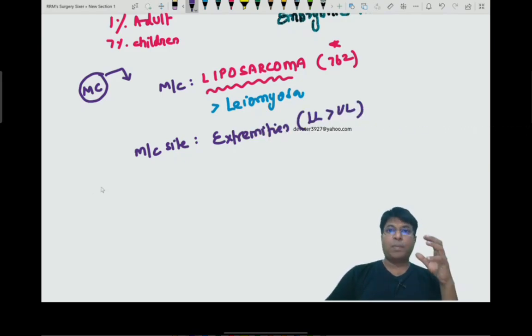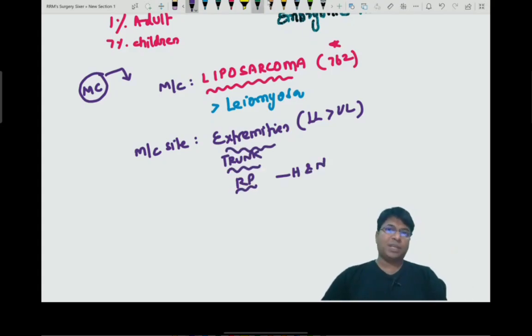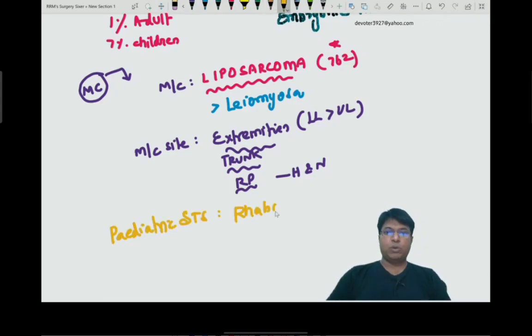So please don't forget, it is more common in lower limb than upper limb, followed by trunk and other places. The first important site is extremities, followed by trunk, then retroperitoneum, and finally head and neck. The last is head and neck. You can get another question in the exam: what is the most common soft tissue sarcoma in the pediatric age group? It is rhabdomyosarcoma.